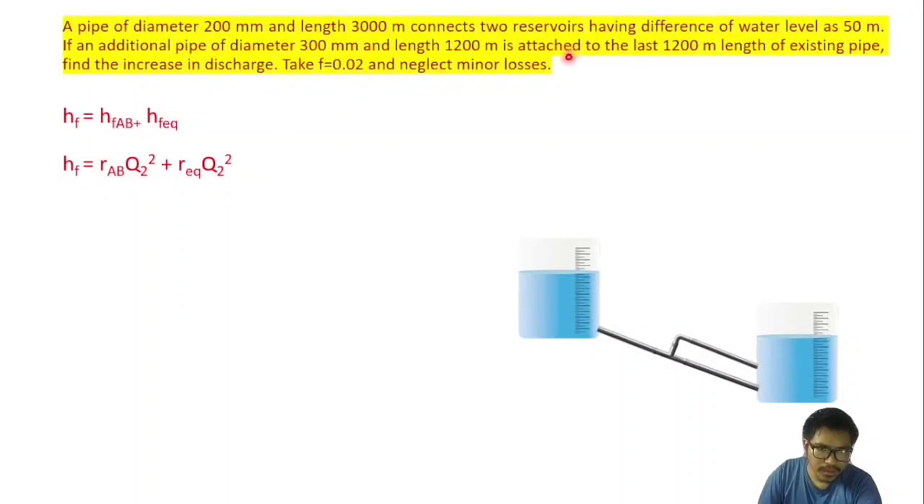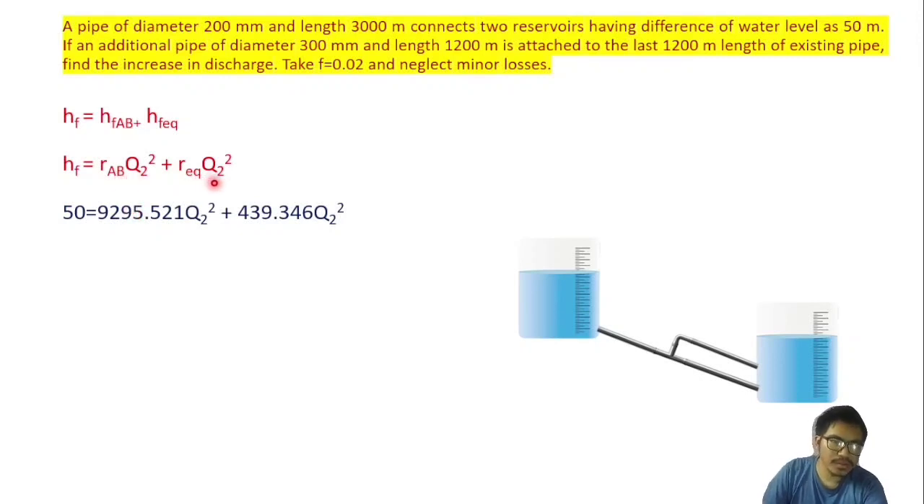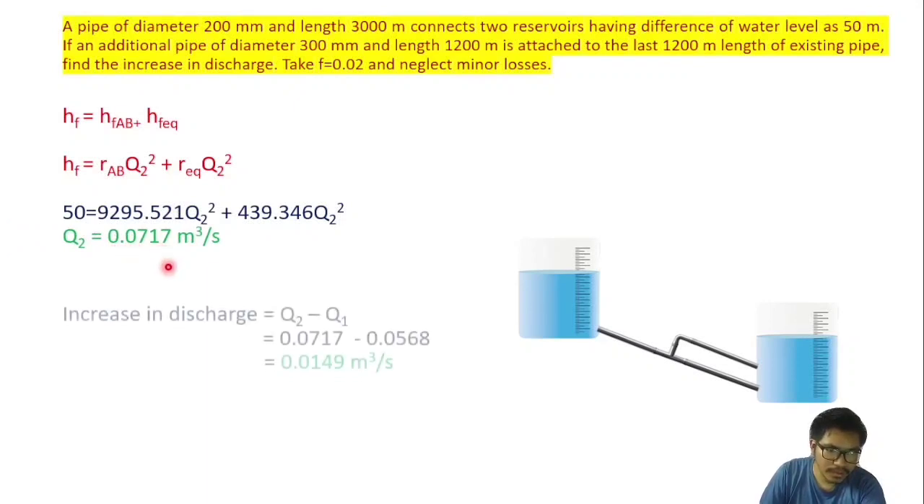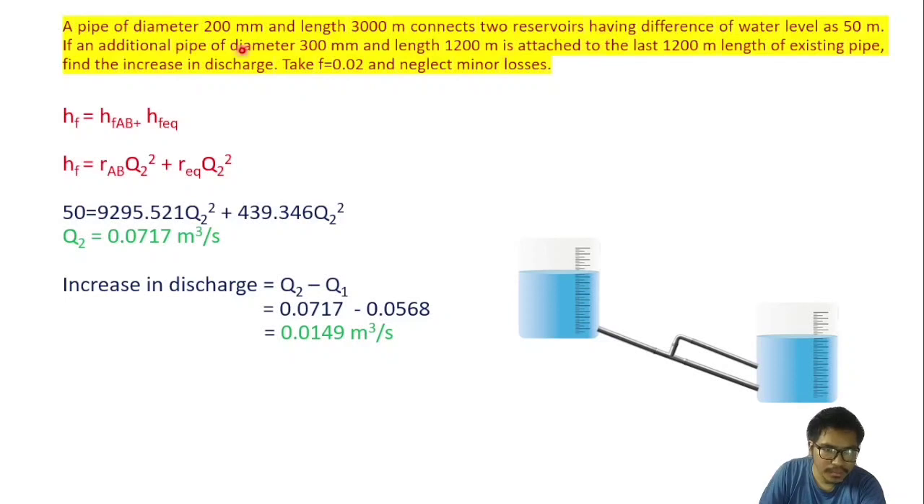H of the value is 50 meter. So 50 equals RAB and REQ, which we have already calculated. So Q2 is 0.0717. So we need to find the increase in discharge, which is Q2 minus Q1. So the increase in discharge is 0.0149 meter cube per second.